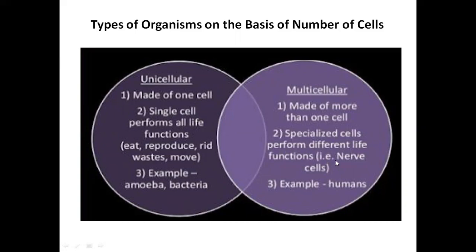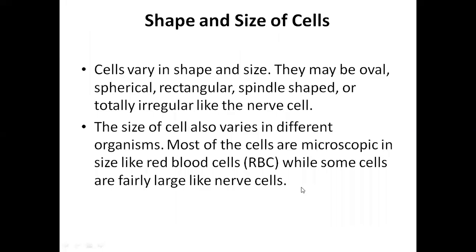That is, nerve cells do their own function, muscular cells do another function, and the example given here is of humans. Now, types of cells based on the shape and the size of the cell. Cells vary in shape and size. They may be oval, spherical, rectangular, spindle-shaped, or totally irregular like nerve cells. The size of cells also varies in different organisms.